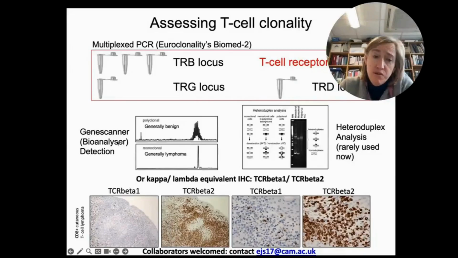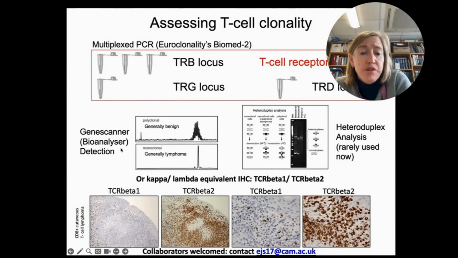During this talk, I'll also show you that we've made a nice pair of antibodies, which are like kappa and lambda for T-cell lymphomas. So this is a T-cell lymphoma that's TCR beta 2 in type, which I'll show you in a minute how that works. And it's very clearly negative for 1 and positive for 2. And that's just higher power of the same.